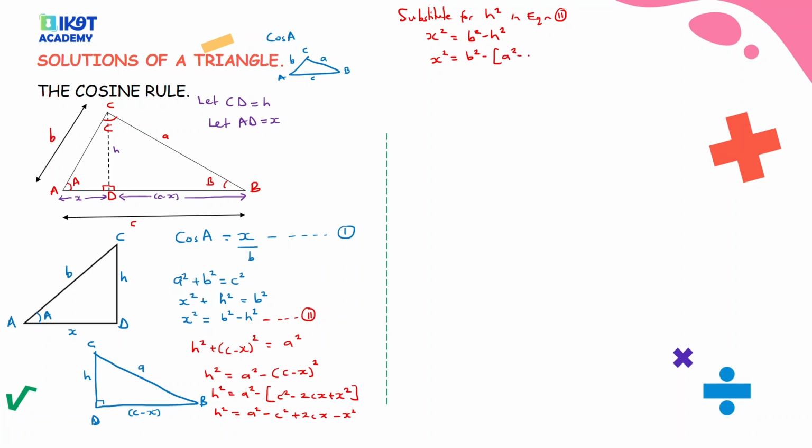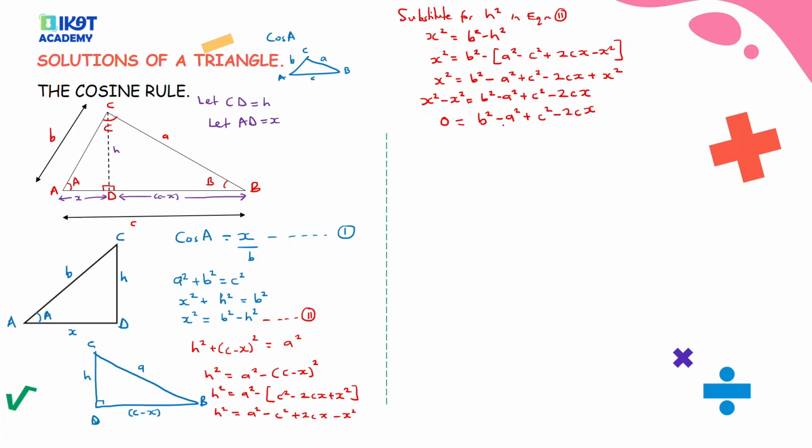We open the bracket. This is a squared minus c squared plus 2cx minus x squared. So here we get x squared is equal to b squared minus a squared plus c squared minus 2cx plus x squared. So this x squared can come this side. So we have x squared minus x squared is equals to b squared minus a squared plus c squared minus 2cx. So we have 0 is equals to b squared minus a squared plus c squared minus 2cx.